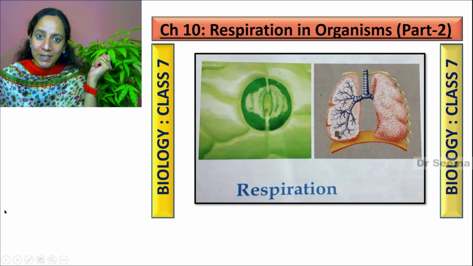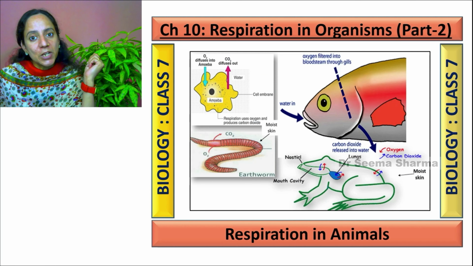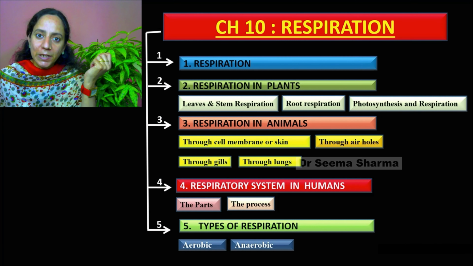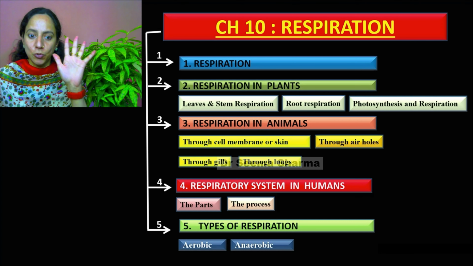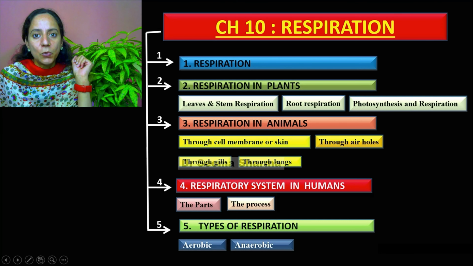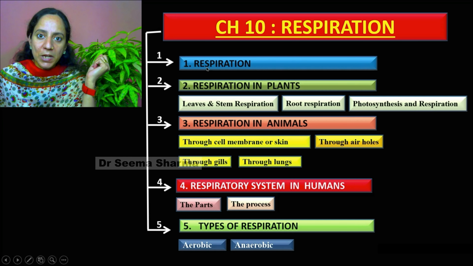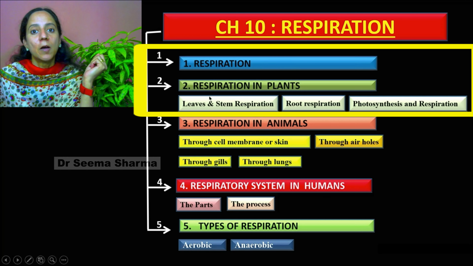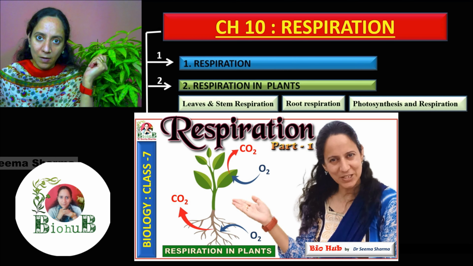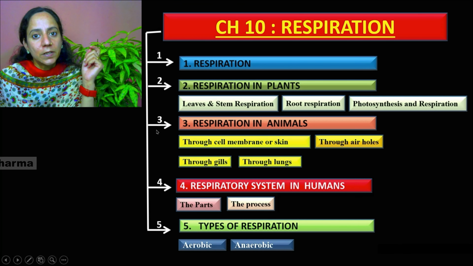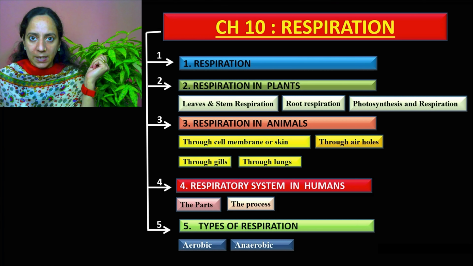We are on chapter number 10, Respiration in Organisms. And in this video, I have covered respiration in animals. This is the journal layout of our chapter. Chapter number 10, Respiration, is basically divisible into 5 parts. I have already uploaded one video of this chapter. In that, I have covered respiration and respiration in plants. For detail, you can go through that video. It's available on my channel BioHub. In this video, I have covered third segment of this chapter and it is about respiration in animals.